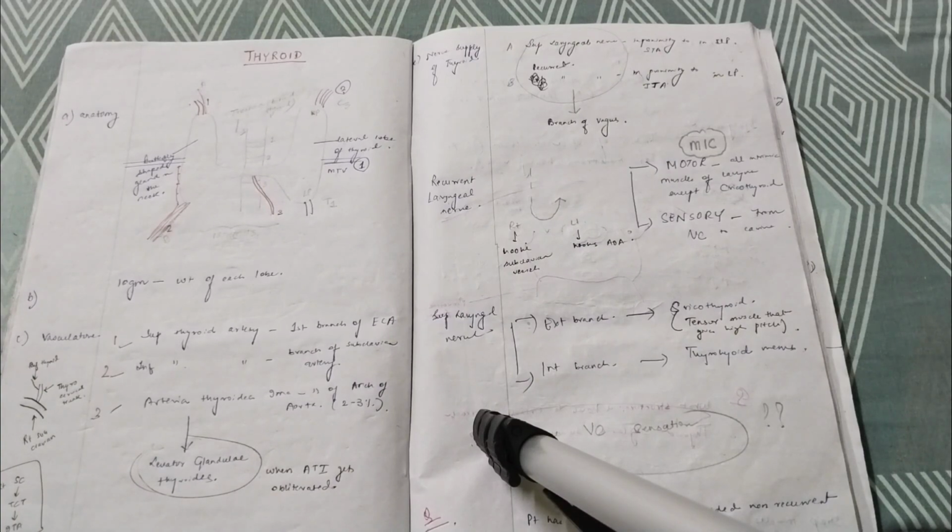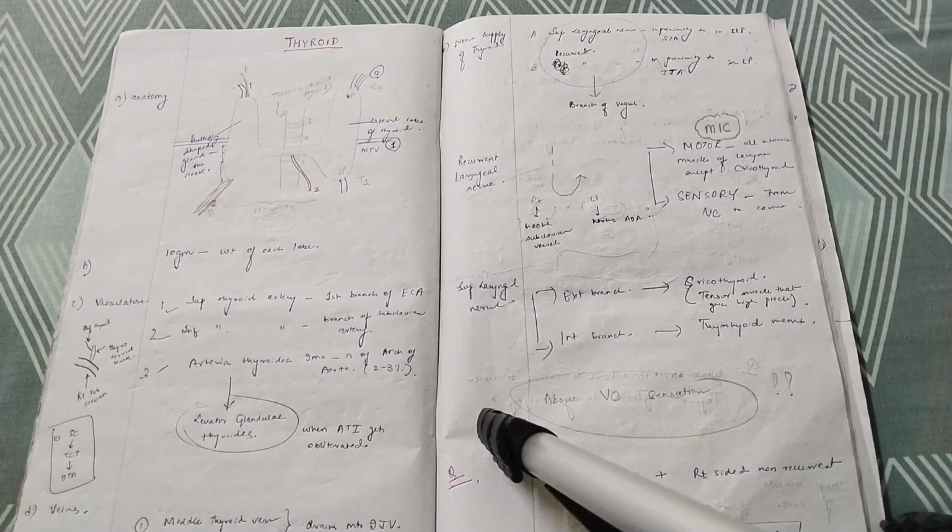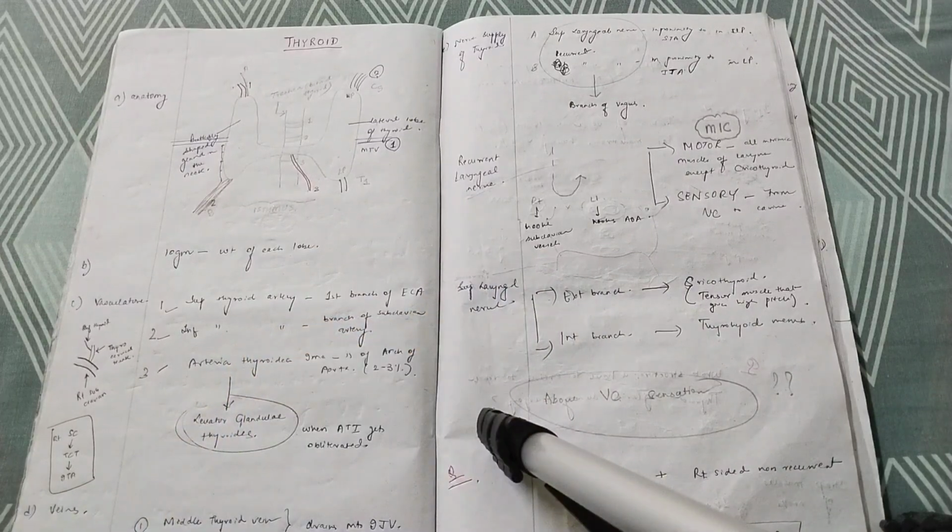Now, the clinical correlation with the nerves. Now we'll see what happens on the injury of the recurrent laryngeal nerve and the superior laryngeal nerve. If the recurrent laryngeal nerve is damaged on one side, that is unilateral, there will be hoarseness of voice. And if the recurrent laryngeal nerve is damaged on both sides, then there will be stridor and dyspnea, and immediate tracheostomy has to be done. If there is damage to the external branch of the superior laryngeal nerve, then the timbre of the voice will be lost.